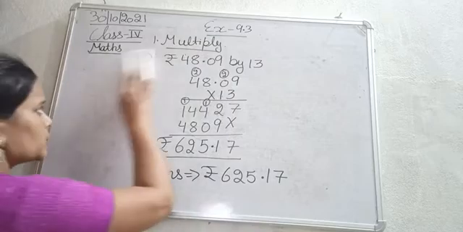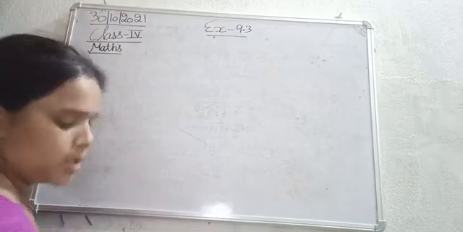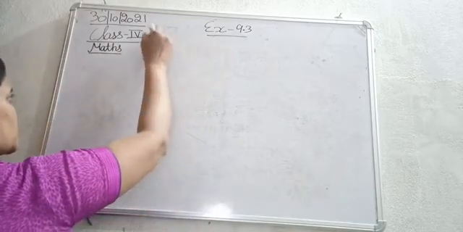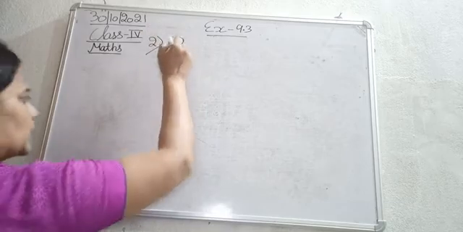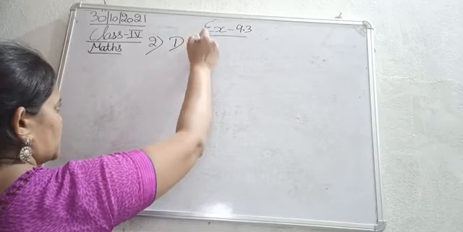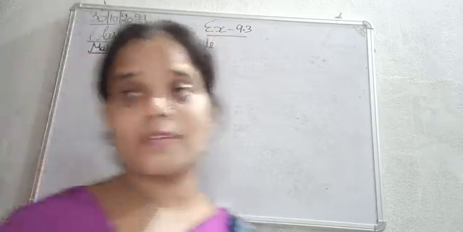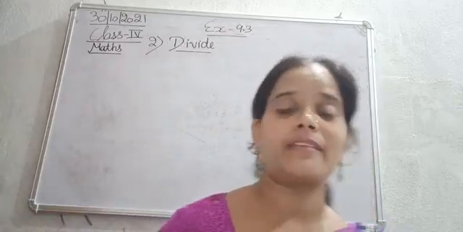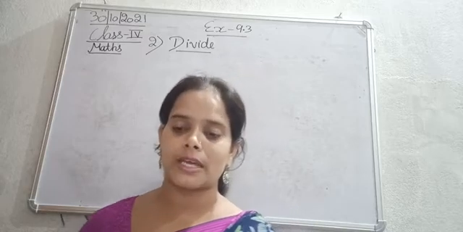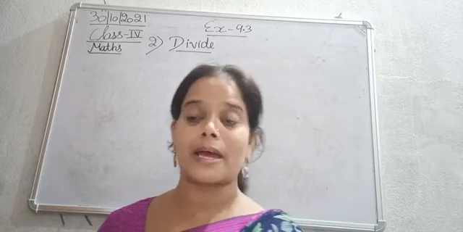So now we will move to the next question, that is question number 2. Question number 2 is divide. So in question number 2 we need to divide. So earlier in question number 1 we have done the multiplication. Now we will do the division. So what numbers we need to divide? So we need to divide 905 rupees 95 paisa by 5.